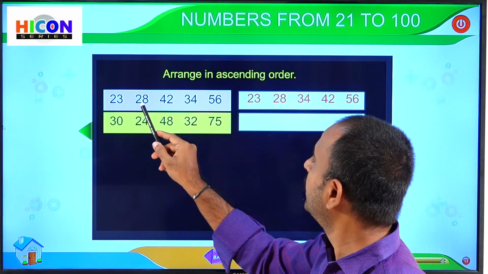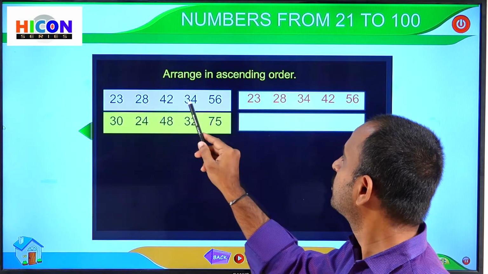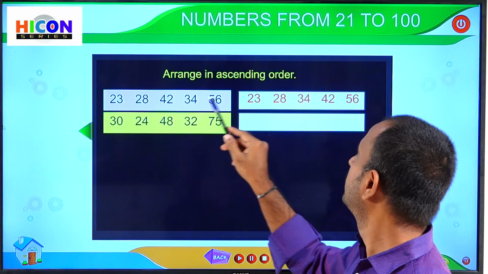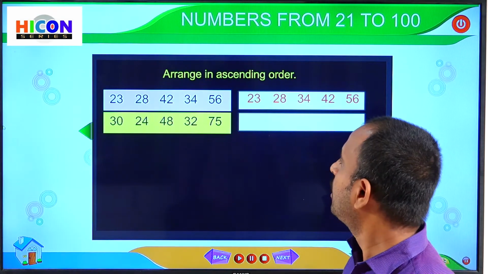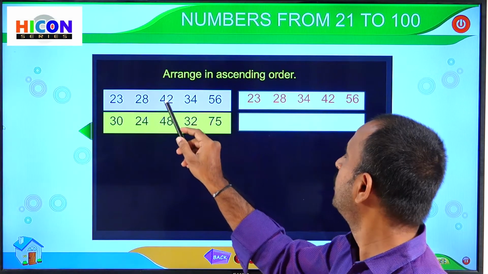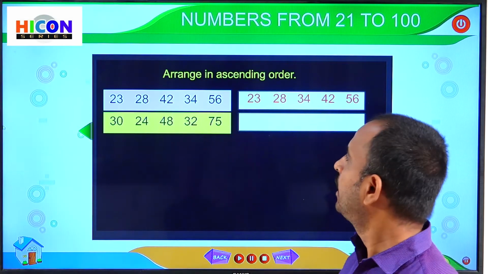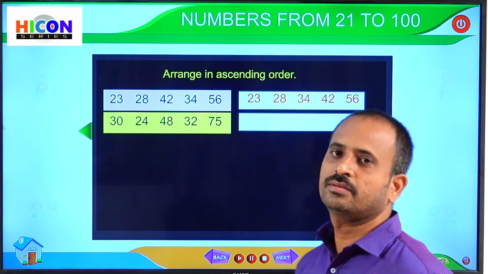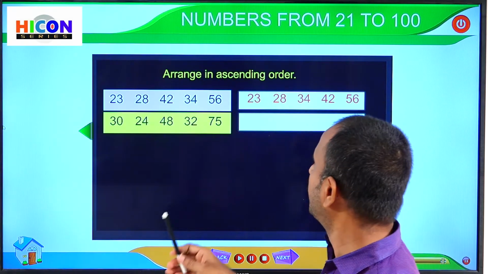And after 28, which will be the next smallest? 34. So 34 will be the next smallest number. So write 34. And after 34, the next smallest digit is 4. That is, 42 is the next smallest number. And what is the remaining number here? 56. So write 56 last. And see the second problem here.